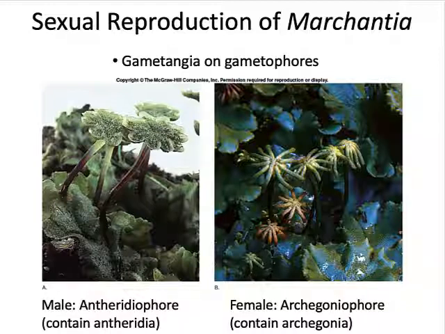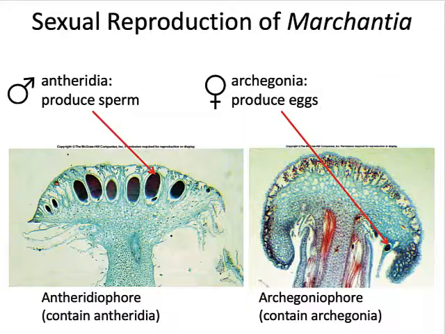For the male structure, it's referred to as an antheridiophore. The antheridiophore contains the antheridium that produces the sperm. On the other hand, the female reproductive part is on the archegoniophore, which contains the archegonium that produces the egg. In these micrographs, it shows us the male and female producing structures on the antheridiophore and archegoniophore, respectively.